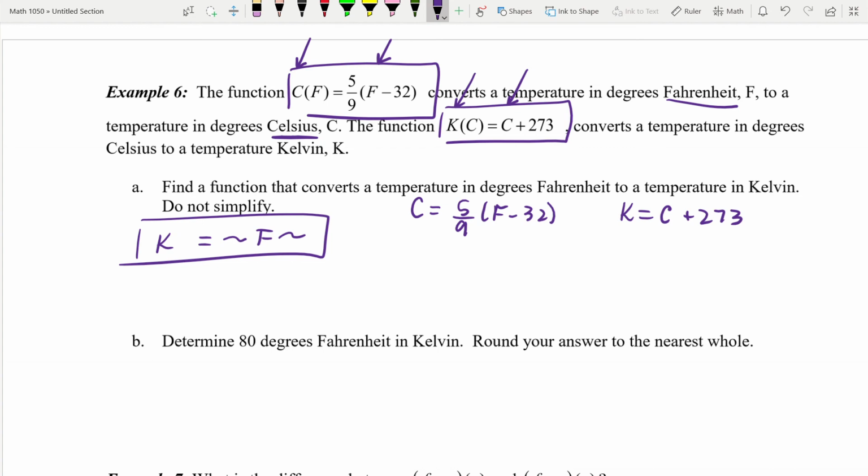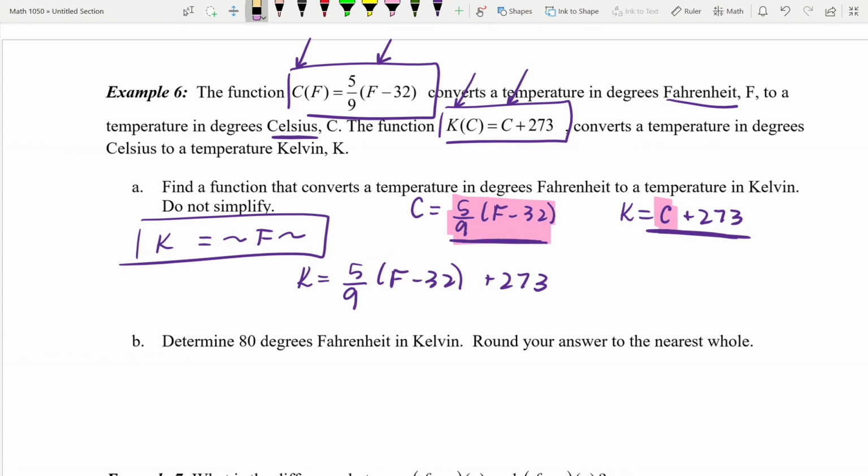Now this is easy. Everybody in this room knows how to do substitution, right? So I want K equals this equation, but I don't want a C, I want an F. Well, I know that C is 5/9 times F minus 32. So all I'm going to do is take this C and substitute it in. So then I have kelvins equals 5/9 times F minus 32, plus 273. That's it. Now I've got my F on the right and the kelvins on the left. So they give me a Fahrenheit, I give them a Kelvin.